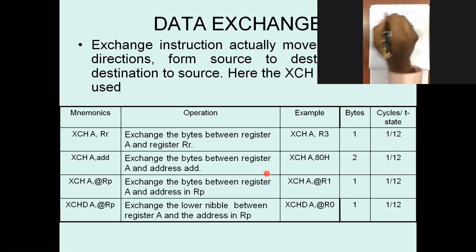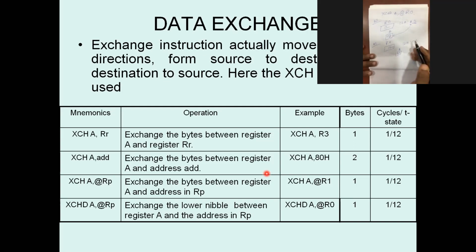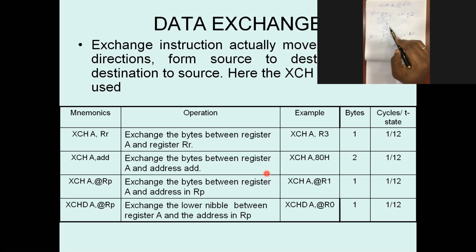Next, XCHD. If it's XCHD, the next instruction will exchange only the lower nibble. The numbers will be like AD and CB. Then B and D will be interchanged; only the lower nibble will be interchanged. This is XCHD, which exchanges the lower nibble.